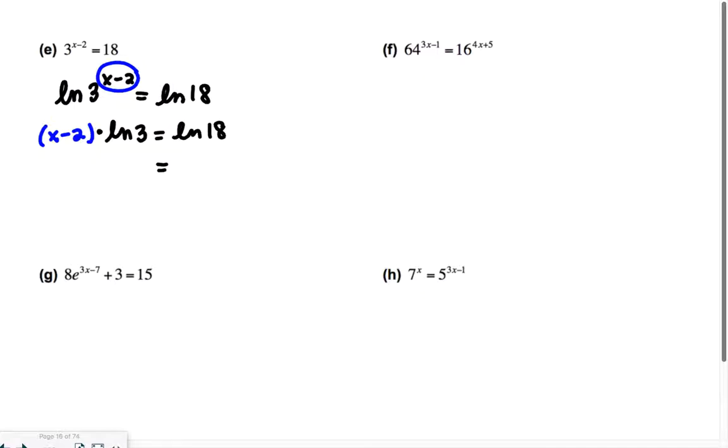So we divide by natural log of 3. So natural log of 18 divided by natural log of 3. Don't say that's natural log of 6. It's not. And we can find that number. Okay, that's where the change of base thing comes from.